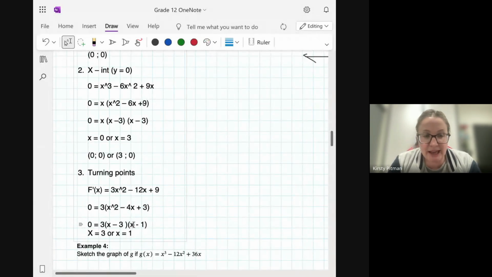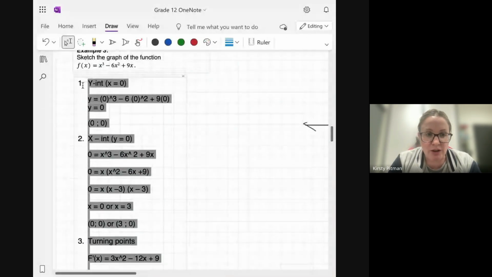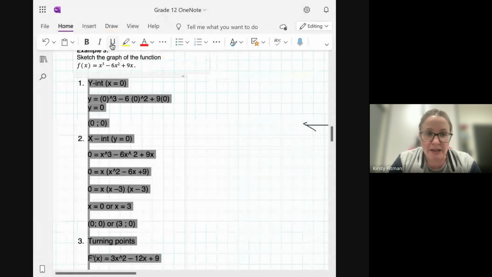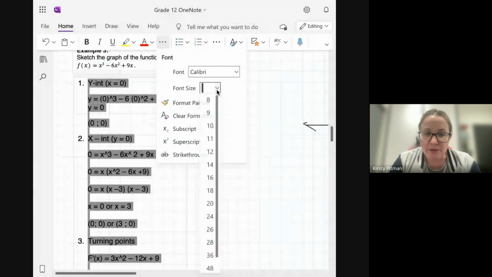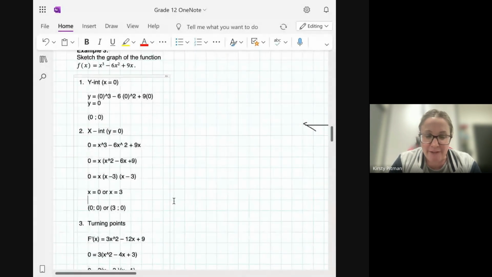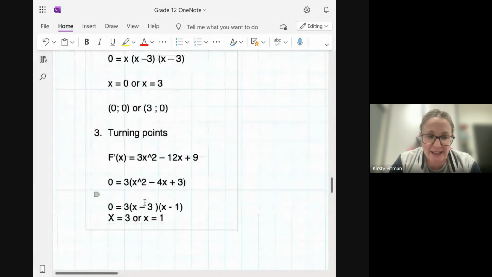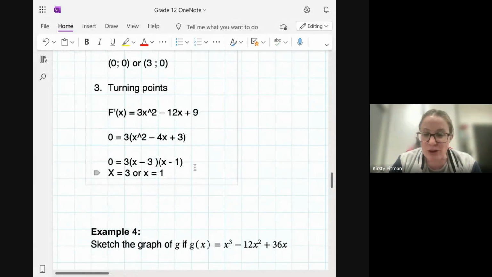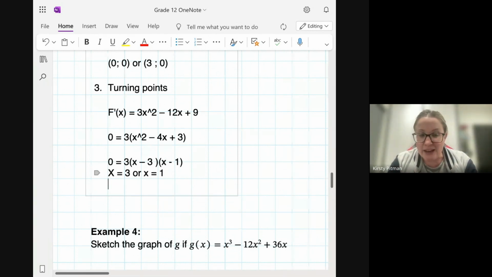But is that my turning point? No, it is not my turning point. And this again is where some of our grade 12s make a fatal error. Why am I saying a fatal error? Because you get all excited and go, I'm going to take this and put it into my derivative. No. How do you get your turning point? You take that and you put it into your original equation.